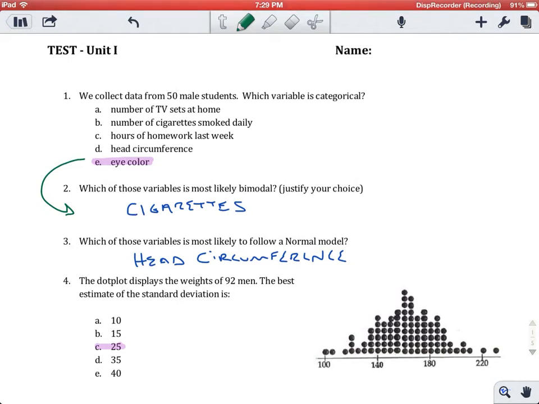Some of you made a case that homework could be bimodal. I gave people credit for that. But cigarettes is probably the best answer because you're going to get a lot of people who smoke 0 cigarettes, and then you're going to get some people who smoke some cigarettes. But if you made a case, I'll give you credit.